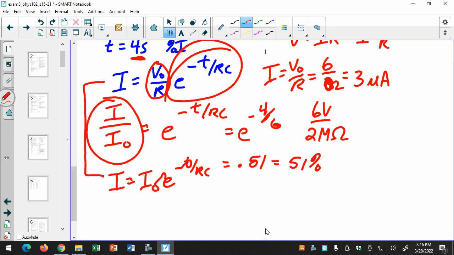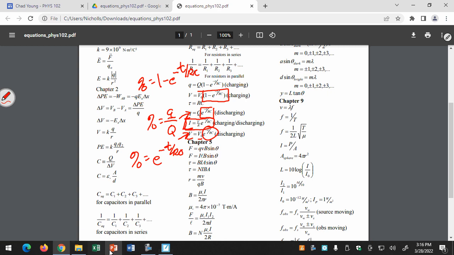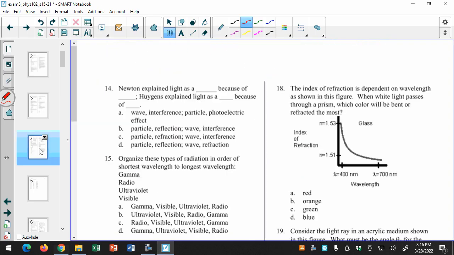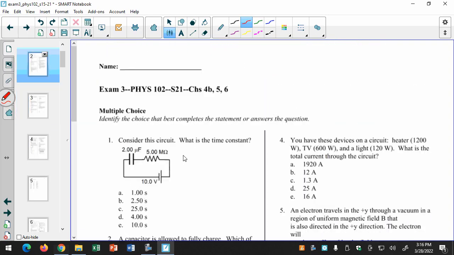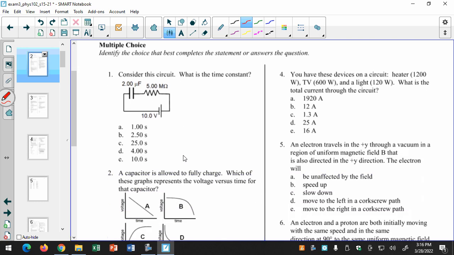How do you know whether it's charging? Oh, good question. Let's look at some exams. So how do I know if it's charging or discharging? Here on number 1, for example, I know that this is charging, although in this case it doesn't really matter because I'm just asking for the time constant. I know it's charging because it has a battery in it. When it has a battery, it'll always be charging. You won't have a discharging capacitor with a battery in it. So that is the first clue. Otherwise, I would say this capacitor is discharging or this capacitor is charging. I usually say that.